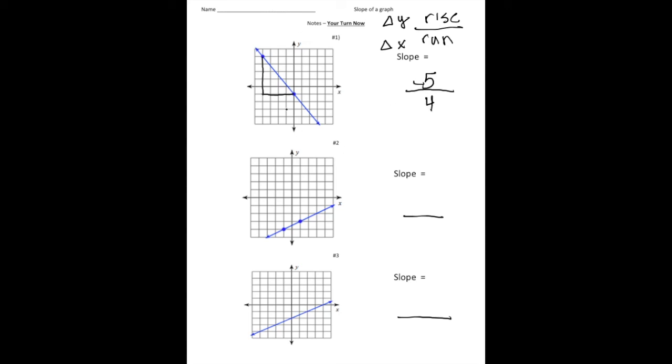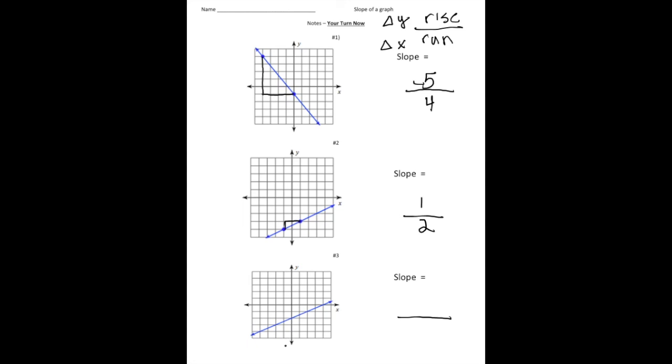All right, the second one. Notice the graph is going upward. So it should be a positive slope. So our rise is going to be 1, and our run is going to be 1 and 2. So the slope of this graph is 1/2.